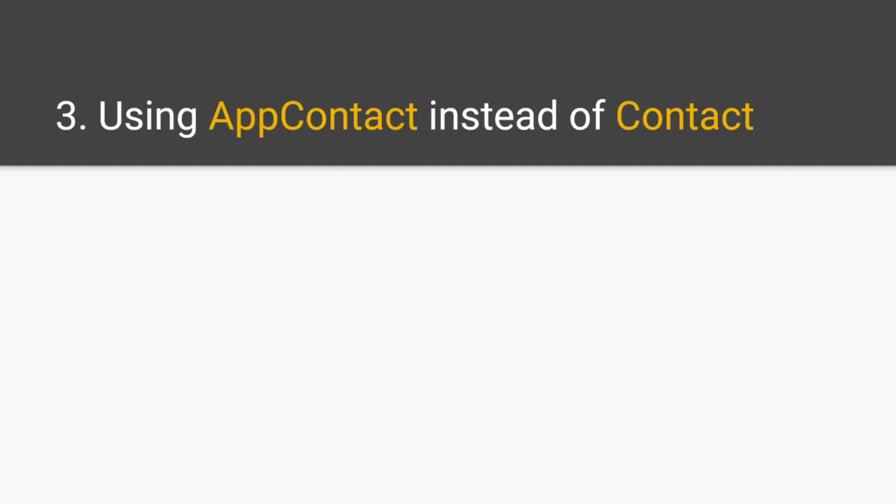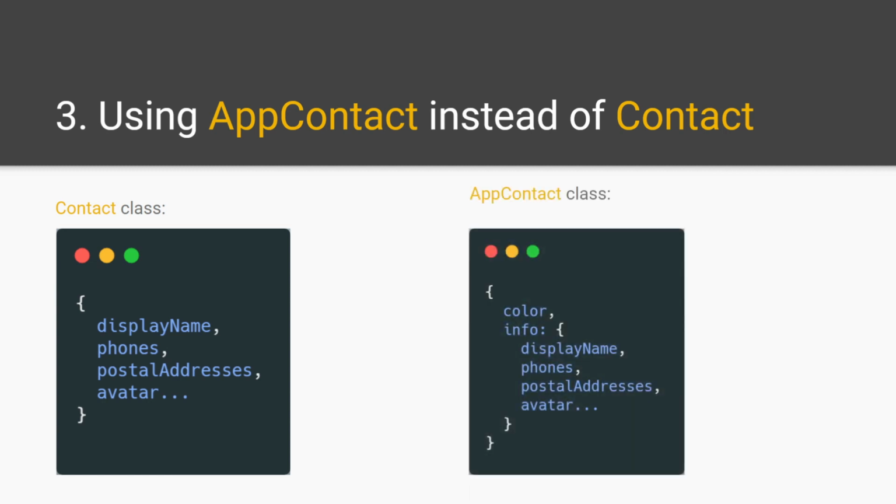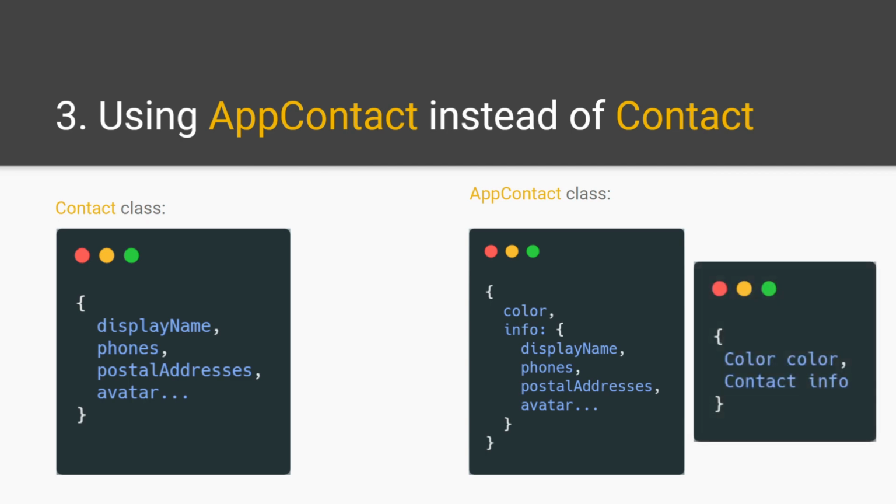The third thing that we have changed is that instead of using the contact from the contact service package, we have our own class named the app contact. And this is the difference. So the contact class from the contact service package has the data in this form. It has display name, phones, postal addresses, etc. And the app contact class that I've created basically contains two things. One is the color, which is the color gradient that we show. And the second thing is the info. So info is exactly what the contact is. So you can see that it has the same property. So if we want to define the type of the info, that is going to be contact, and the type of color is going to be color.